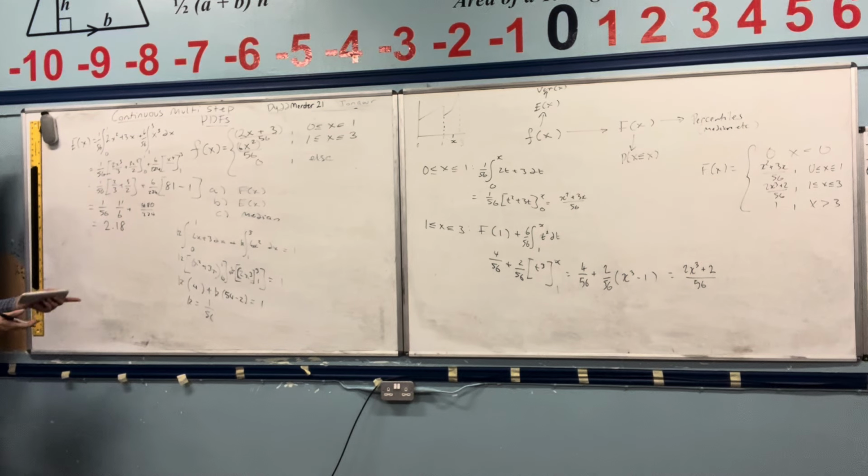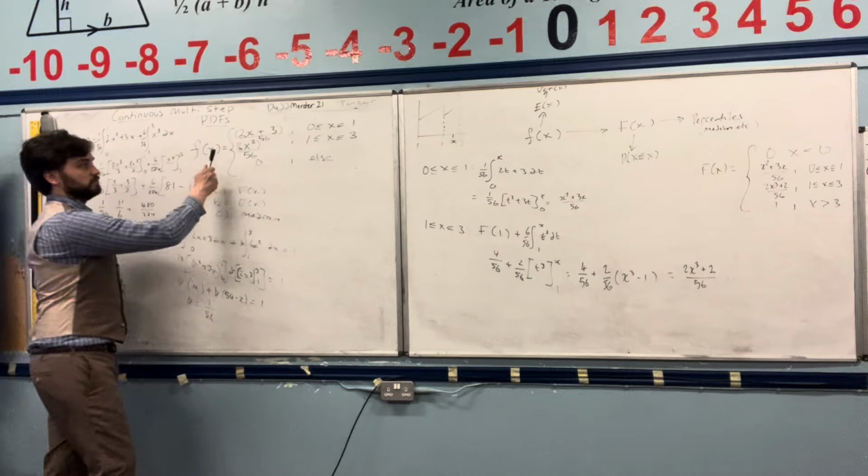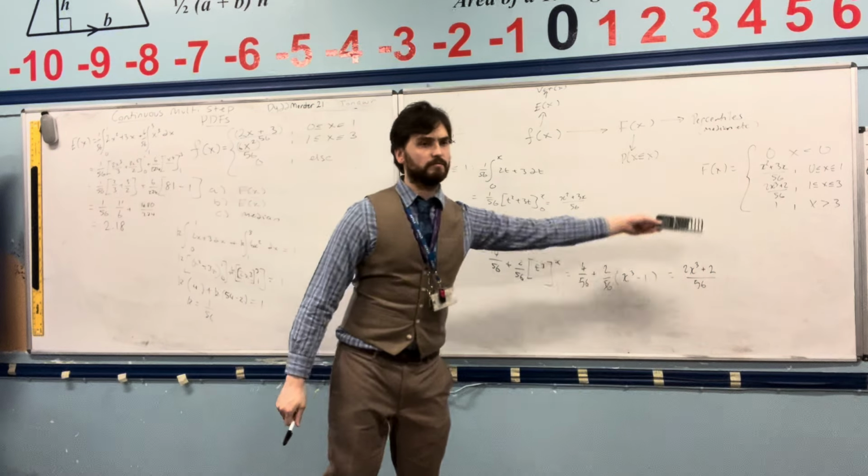Right then, and then the last one's the median. So which of these would I use? Which of these would I use for the median? Do I use this one or this one?